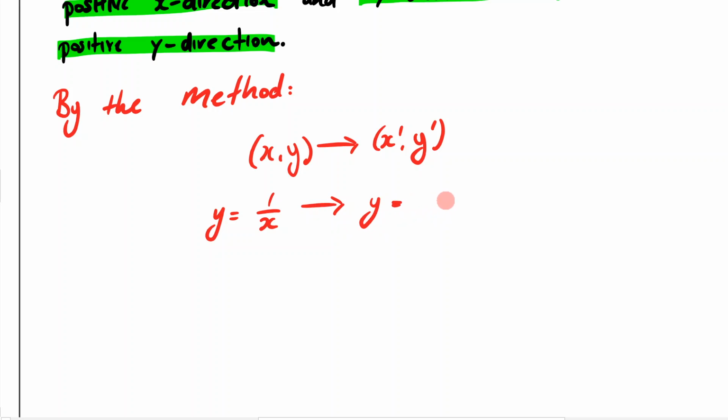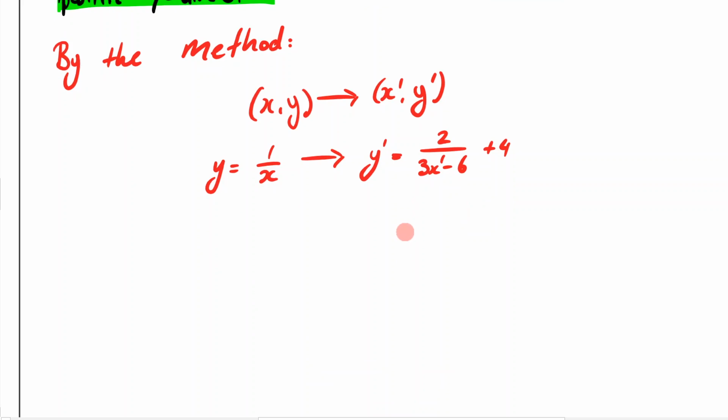y is equal to 2 over 3x minus 6 plus 4. I put my dashes here. I now rearrange the right hand side, which is going to leave me with y dash minus 4. So I'm going to subtract 4 from both sides. Then I'm going to divide by 2. So as you can see, I can do that in one step.